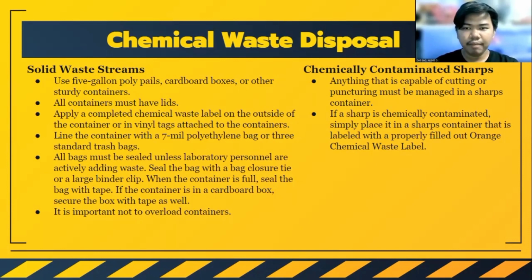Next, for chemically contaminated sharps. Anything that is capable of cutting or puncturing must be managed in a sharps container. Examples of sharps include needles, syringes, razor blades, slides, scalpels, pipettes, broken plastic or glassware, micropipettes, and pipette tips. If a sharp is chemically contaminated, simply place it in a sharps container that is labeled with a properly filled out orange chemical waste label, which means it is a biohazardous waste.